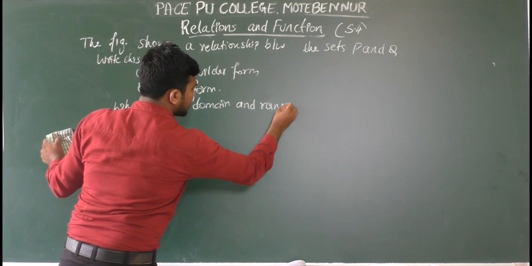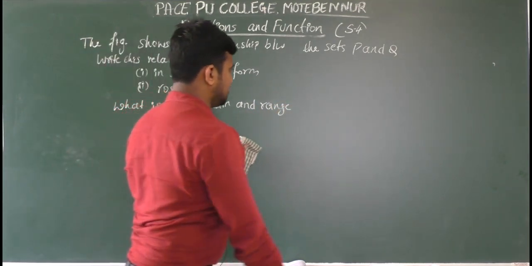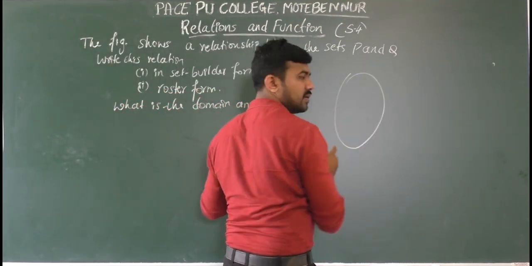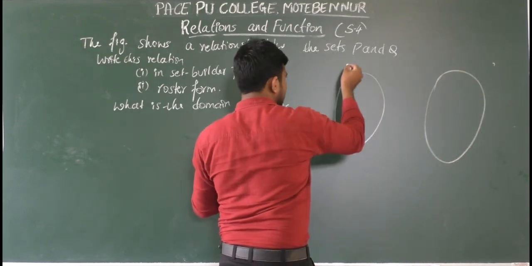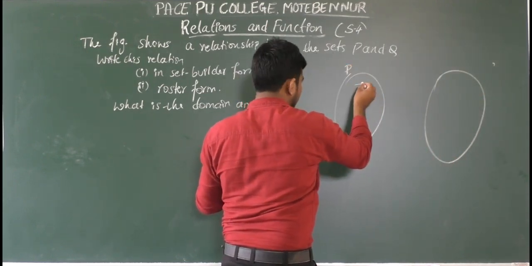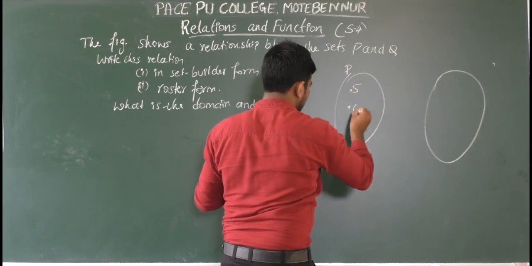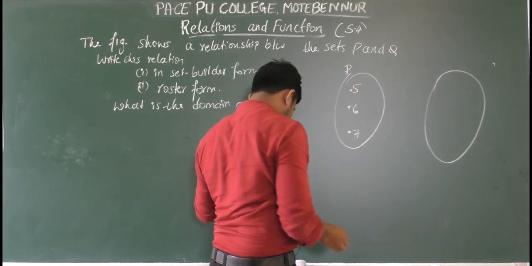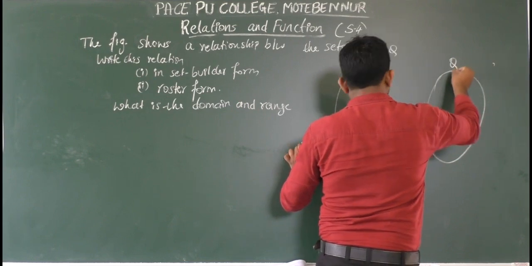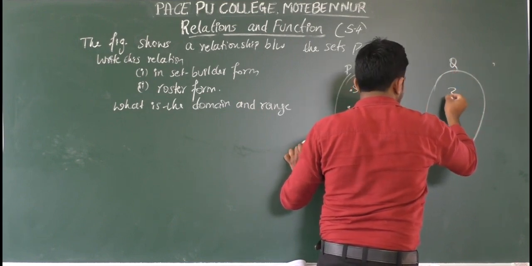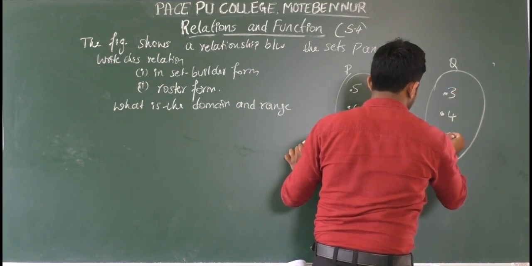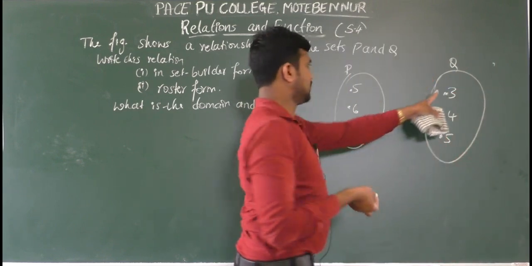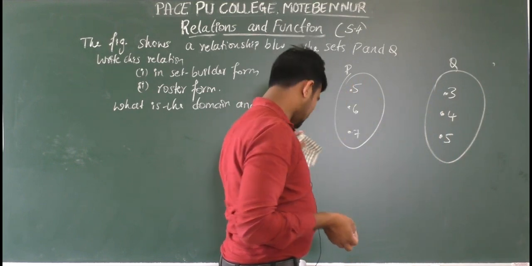Now see the figure that they have given. I draw the figure. See here, like this they have given. We have the arrow diagram. Here the elements in the set P are 5, 6, 7. And in the set Q we have the elements 3, 4, 5. There's no need to write the points.